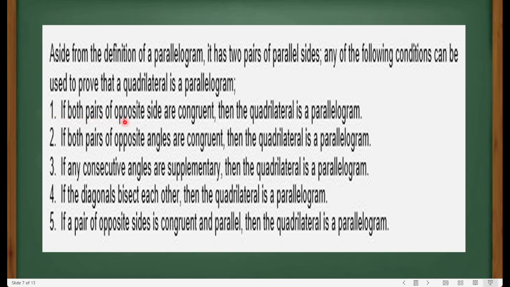Number one, if both pairs of opposite sides are congruent, then the quadrilateral is a parallelogram. Number two, if both pairs of opposite angles are congruent, then the quadrilateral is a parallelogram. Third, if any consecutive angles are supplementary, then the quadrilateral is a parallelogram. Fourth, if the diagonals bisect each other, then the quadrilateral is a parallelogram. And finally, the fifth one, if a pair of opposite sides is congruent and parallel, then the quadrilateral is a parallelogram.